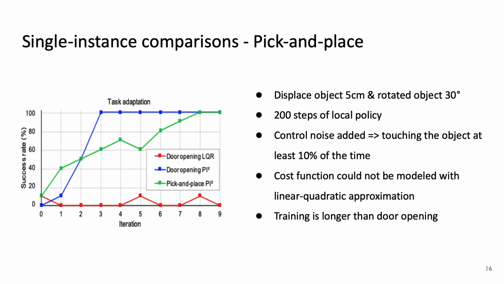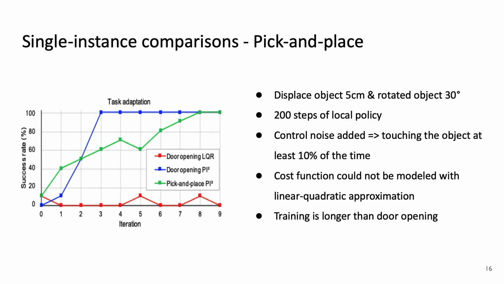The paper shows the performance on the harder task, pick and place. In this task, the goal is to adapt the demonstrated trajectory to displaced and rotated objects. Again, the PGPS methods show the best performance, while LQR cannot perform on this task since the cost function could not be modeled with a linear-quadratic approximation. The training is longer than the door opening task due to the hardness of this task.